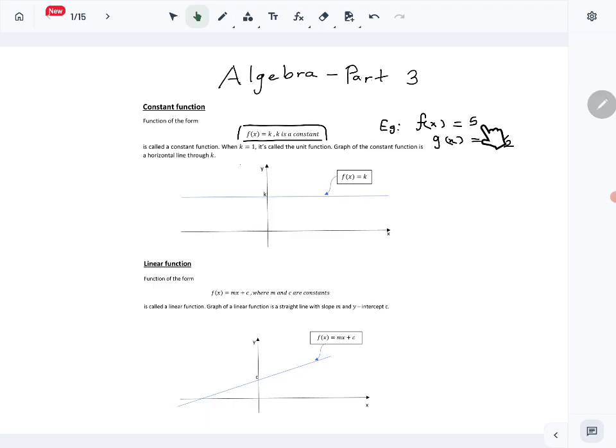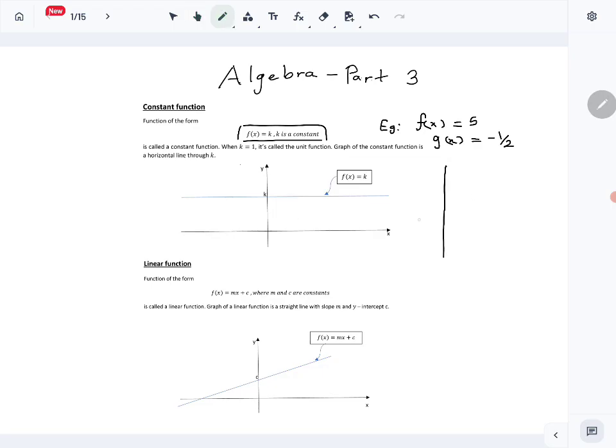So for any x value, the y value is always going to be 5, no, in this one. And for the second function, for any x value I input, y values are always minus half. That is why it's called constant function. So y value is constant throughout, no. So that is why the graph of a constant function is what? A horizontal line through k.